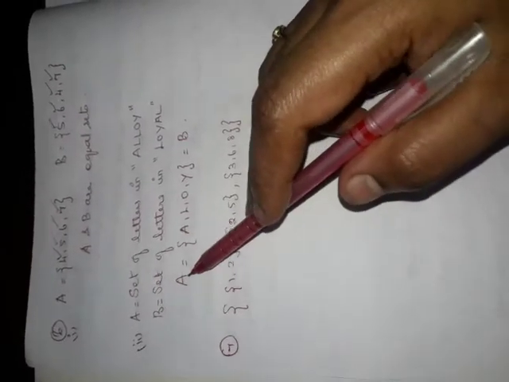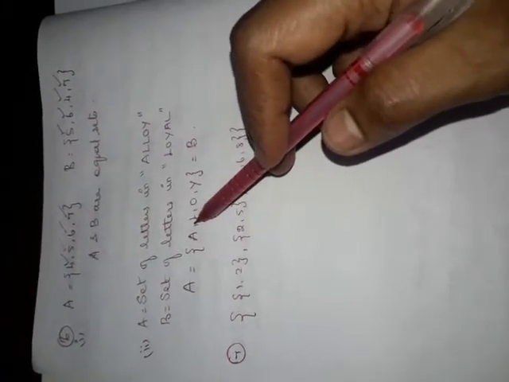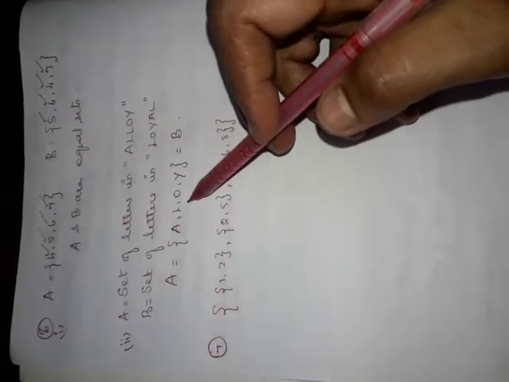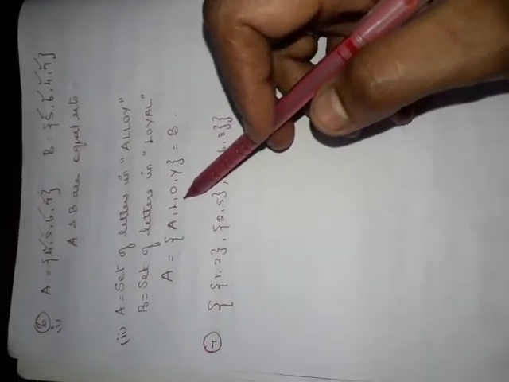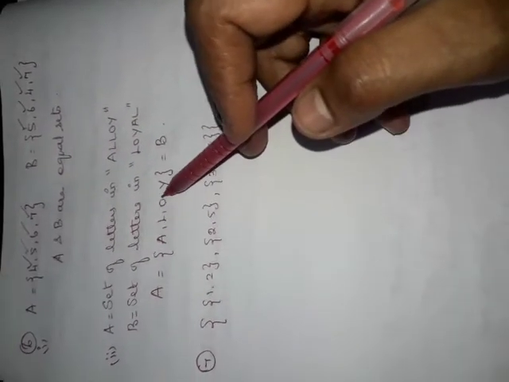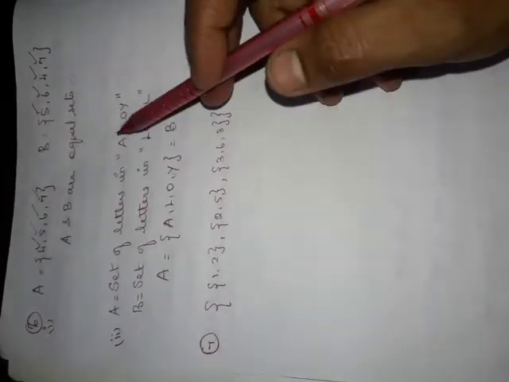How will we express it? The set A is equal to the letters in the word "alloy". So A, comma, L, comma, and I didn't write one more L. Why? Because from the definition of the set itself, we have learnt the elements are distinct. The elements of the set are not repeated. So even if you have repeated elements, you should not include them in the representation of the set. So I have written only one L. So A, L, O, Y. These are all the letters in the word "alloy", which comprise the elements of the set A.